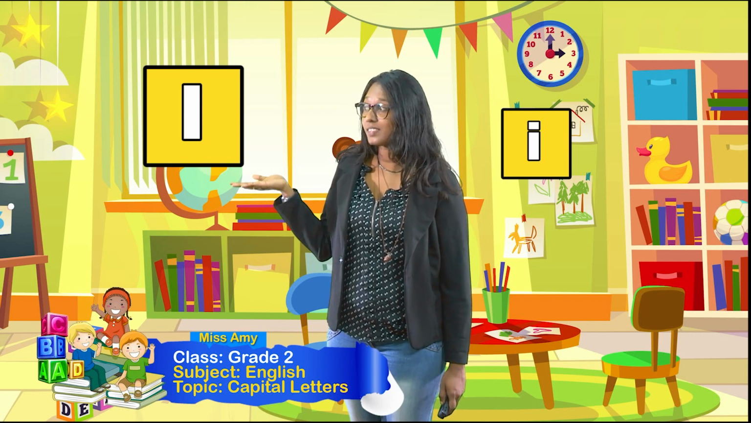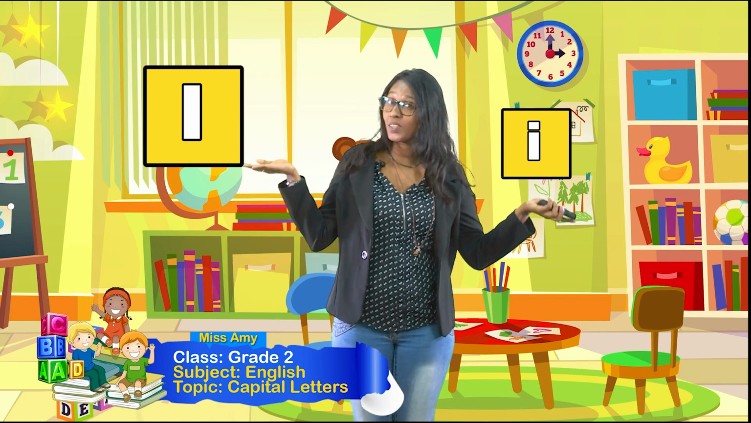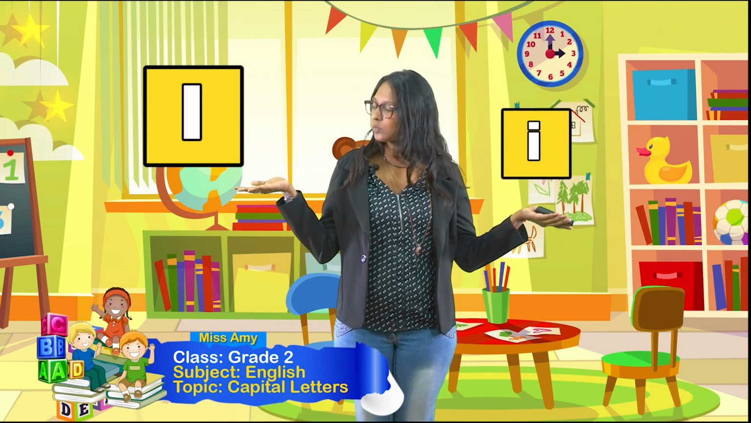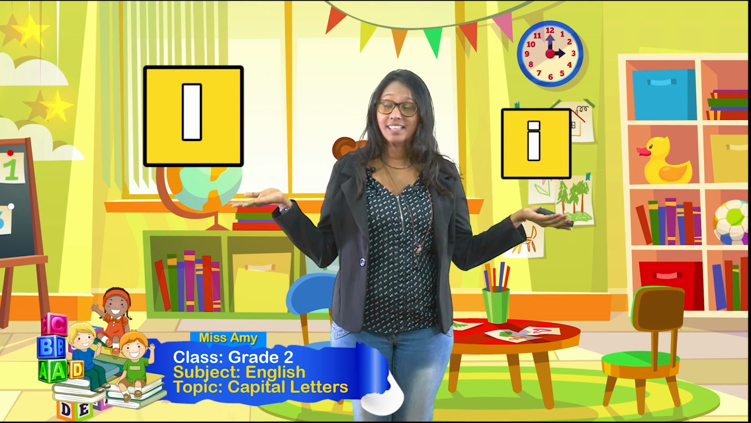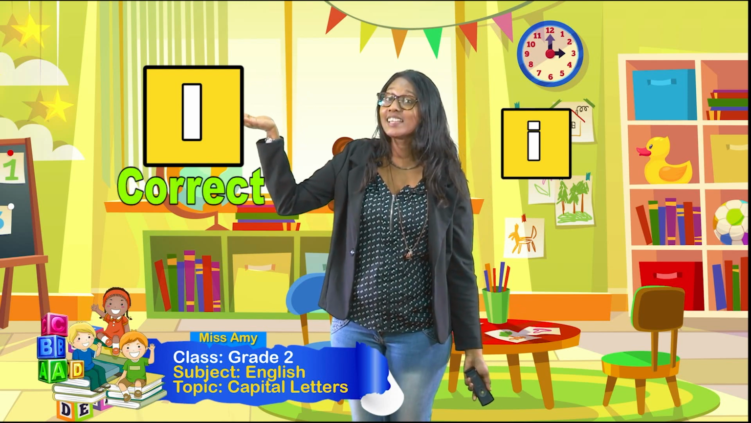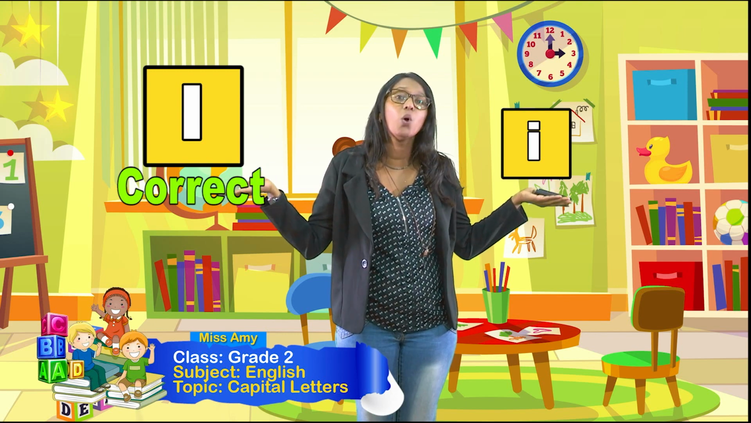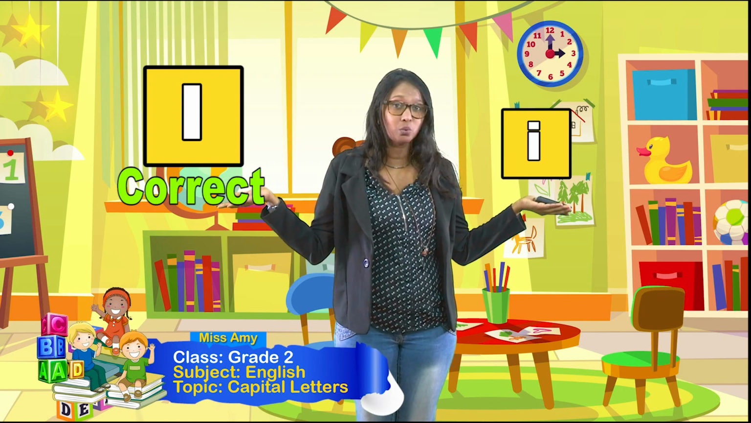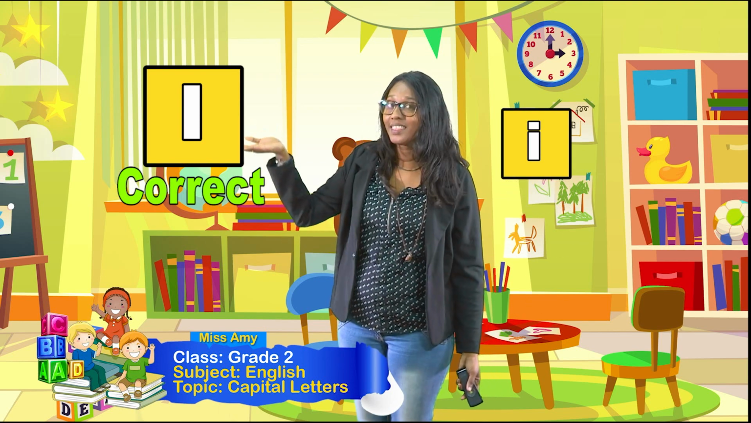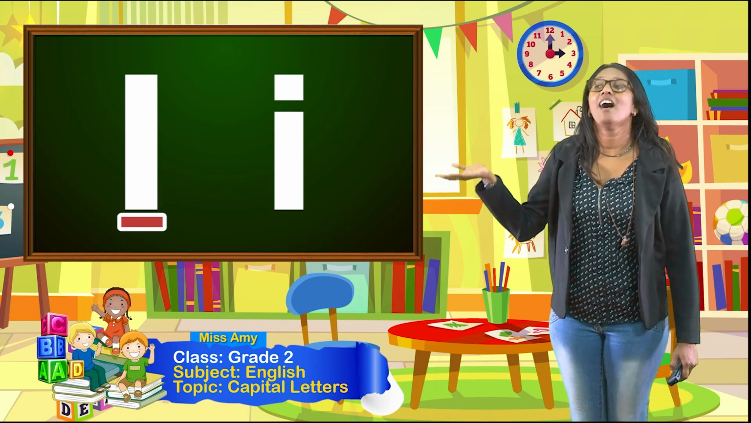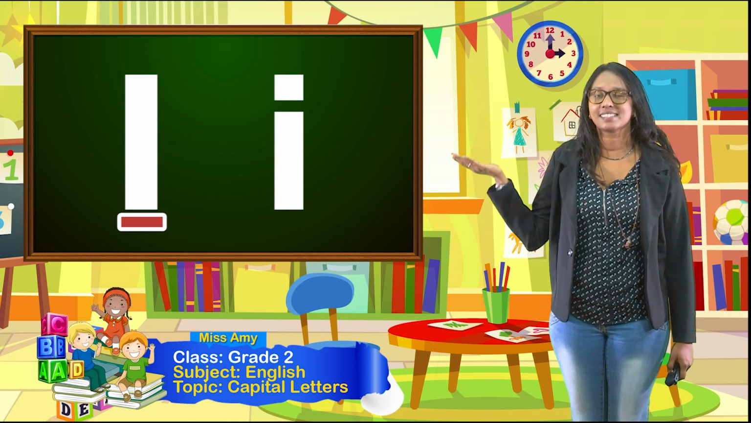Now take a look at this I and take a look at this I. Which one do you think is a capital I? Is it this or is it this? It is this one. This here is a capital I. This is a common I or a lowercase I. So we do not use this I when it's by itself. We use this I. So we use uppercase I or capital I when it is by itself.